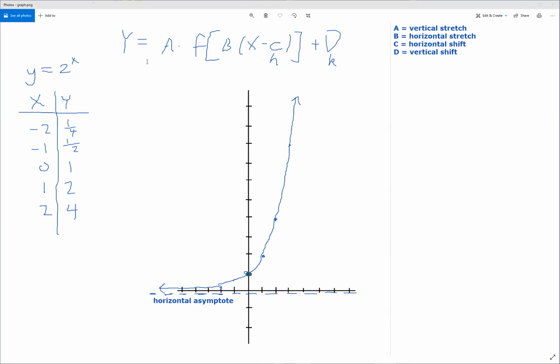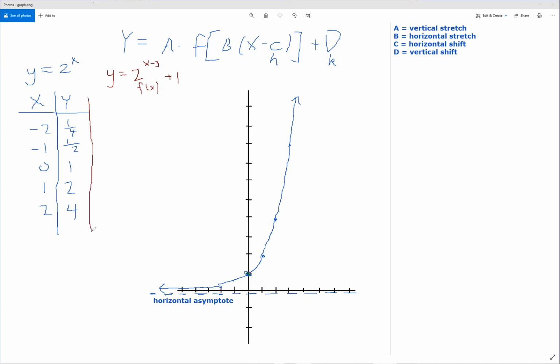The one that you can kind of get away with not knowing is the b. B is not super important compared to the others, but we definitely need to know our shifts and we definitely need to know what the vertical stretch does. So let's consider if we were to graph y equals 2 to the x minus 3, plus 1. Okay, so we'll call this function f of x here.